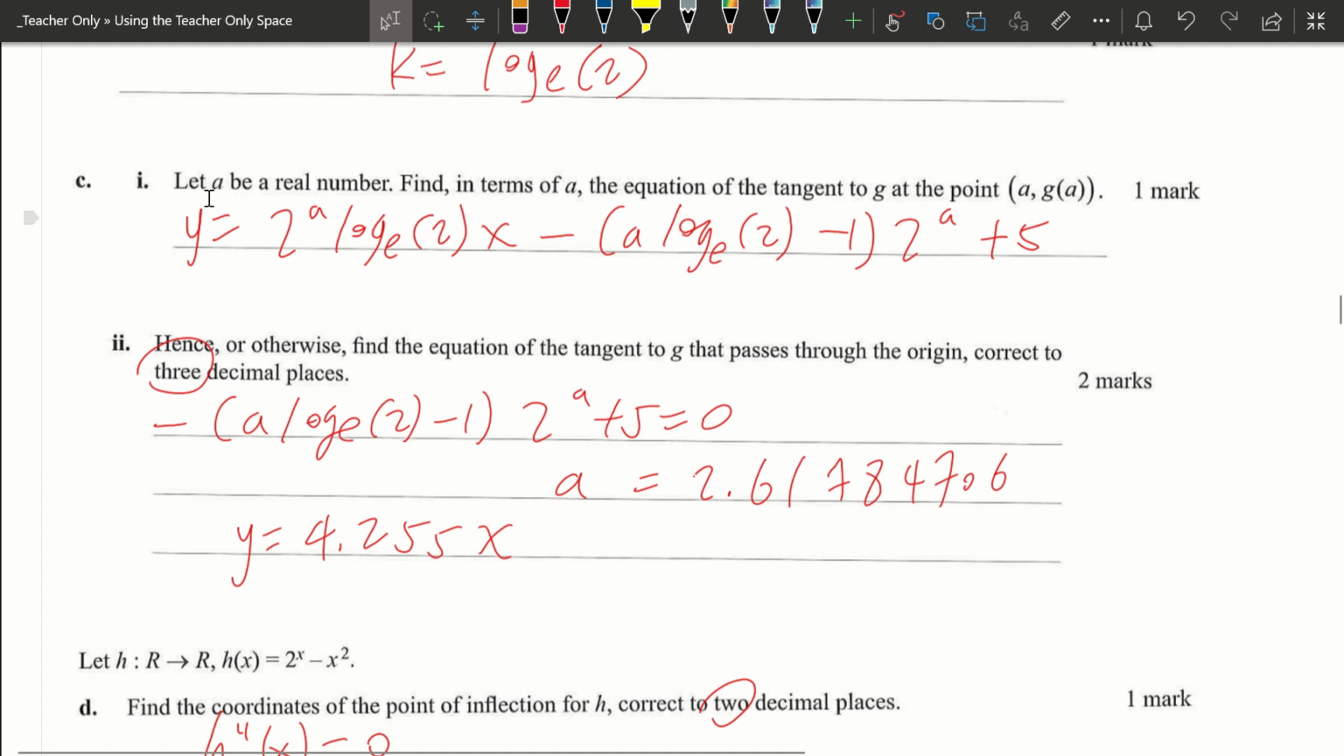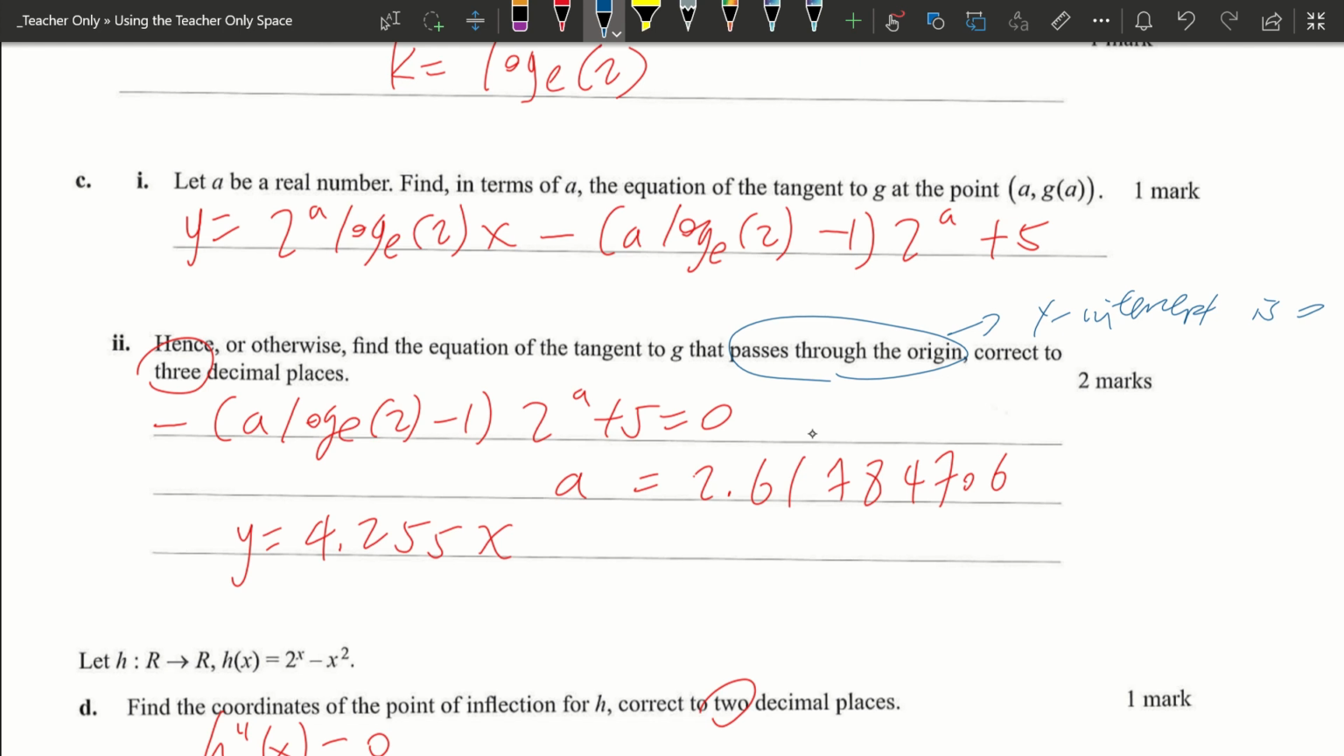Okay, but let's look at this. So assuming you have the tangent rule, and again, if you didn't, C2 will be quite difficult. You need to find the equation of the tangent that passes through the origin, correct to 3 decimal places. So the tangent line has to pass through the origin. This means the y-intercept is 0, so the constant term in my tangent rule should be 0, and that's all I'm doing.